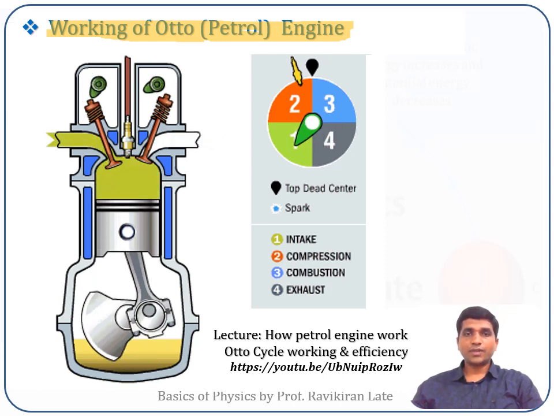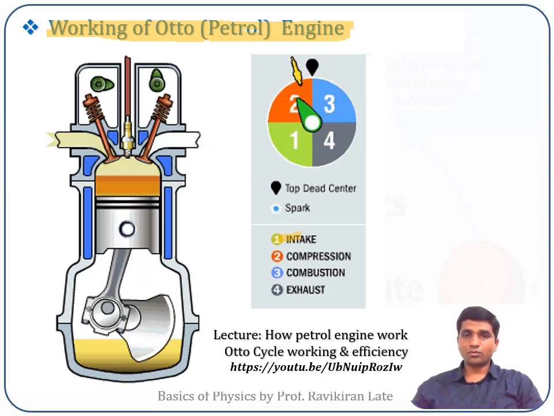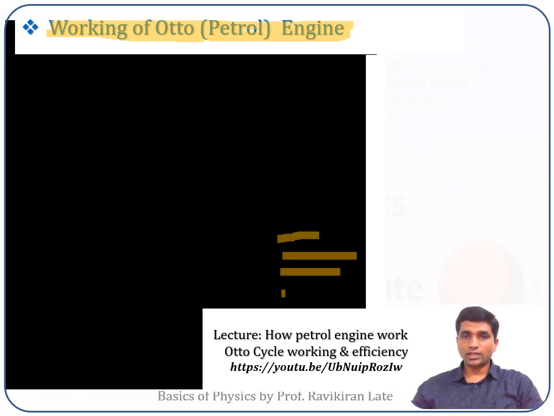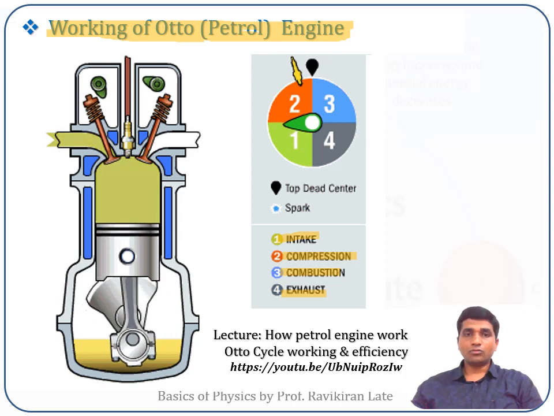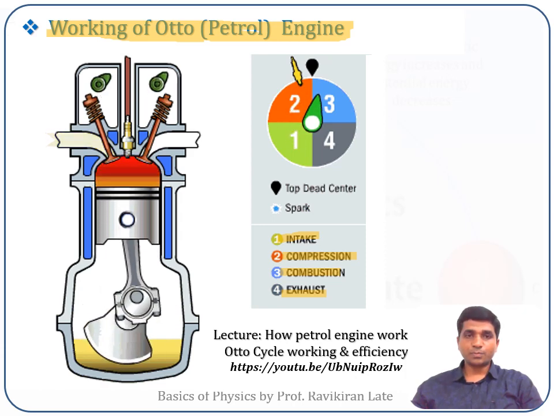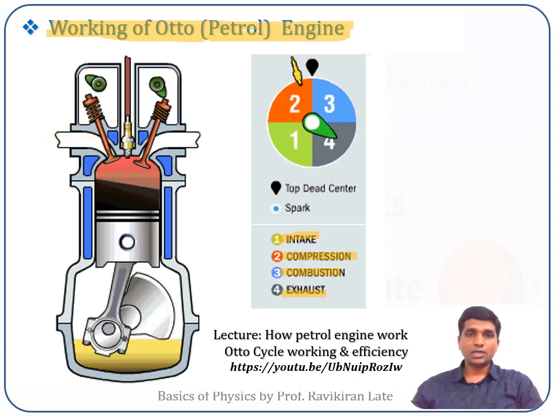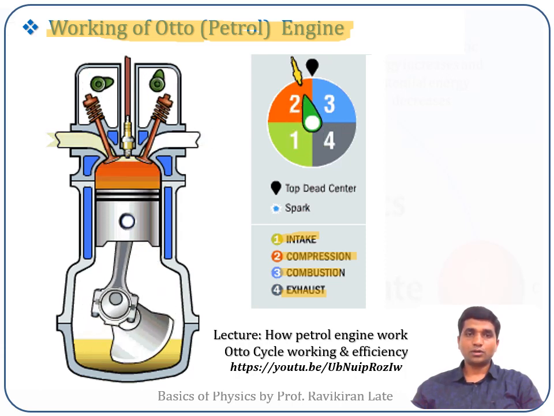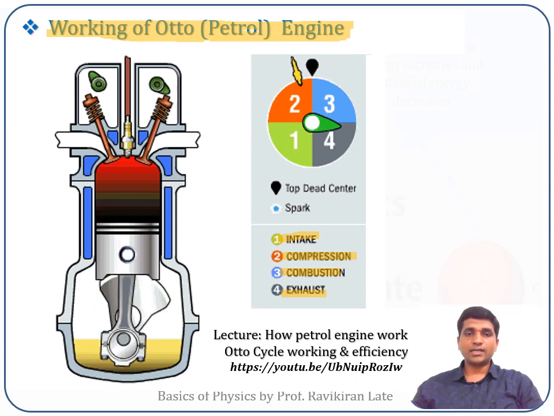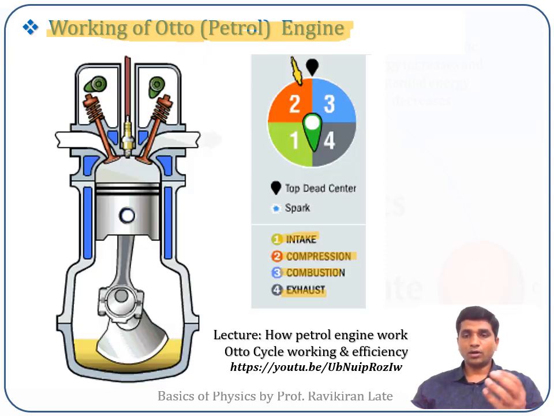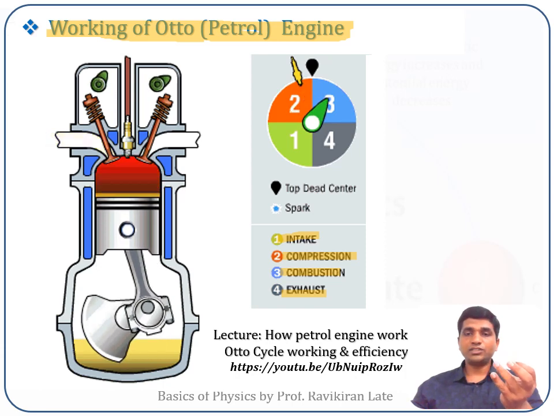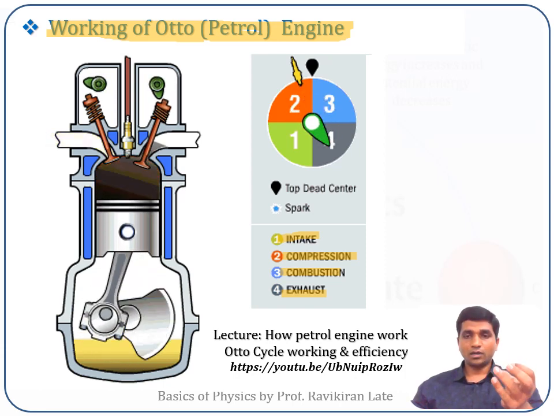Now if you consider, both have four strokes: intake stroke, compression stroke, combustion stroke, and the exhaust stroke. In the petrol engine, the spark plug is used just for ignition purpose. One more thing is that in case of a petrol engine, petrol vapors are used as a fuel, and in case of a diesel engine, oil is used as a fuel.